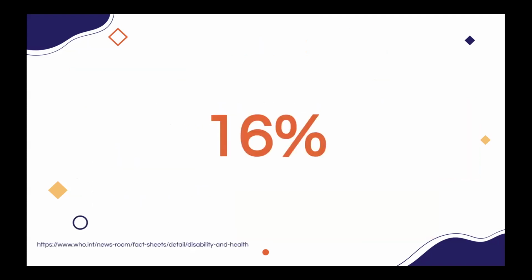Okay, so I'd like to start my presentation with this number. So 16% is, according to the World Health Organization, the number of people worldwide who may have some kind of disability. So it's around 1 in 6 people, and just looking at this huge number, you can kind of have the image of how important it is to care about accessibility in web development. And this is only about permanent disability.